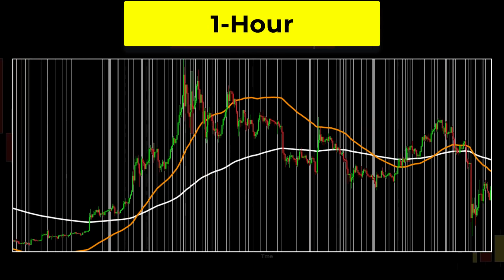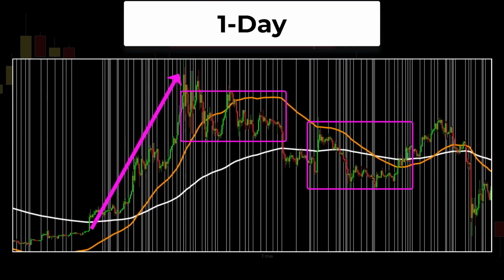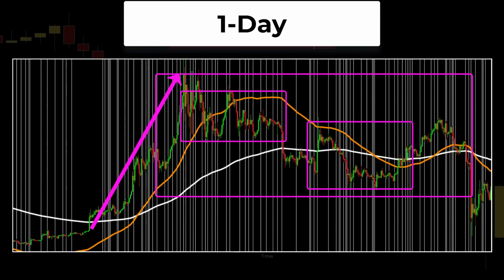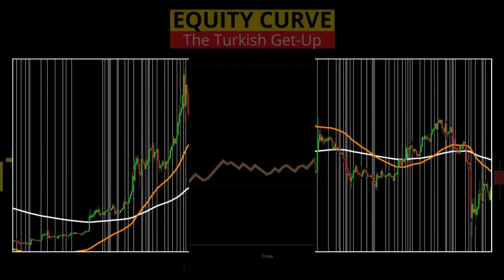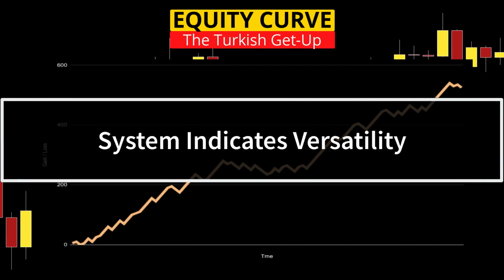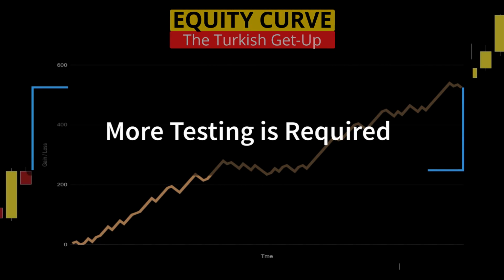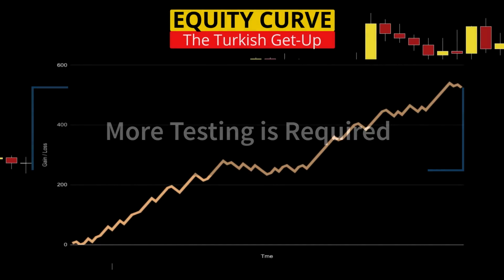If we took all the trades taken from this test, but from the daily time frame, you can clearly see a huge impulsive move up, followed by some relative consolidation. The fact that this equity curve was very consistent could indicate the versatility of this particular strategy in varying market conditions. But only more testing will tell us how adaptive it is.